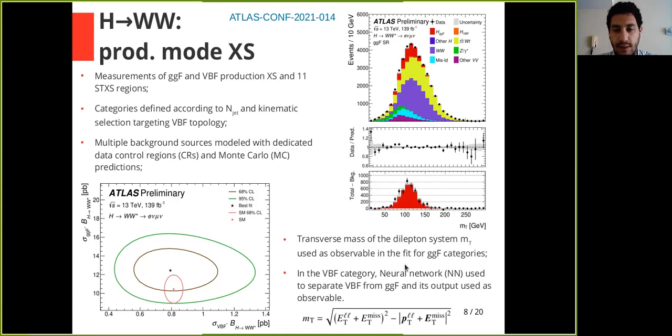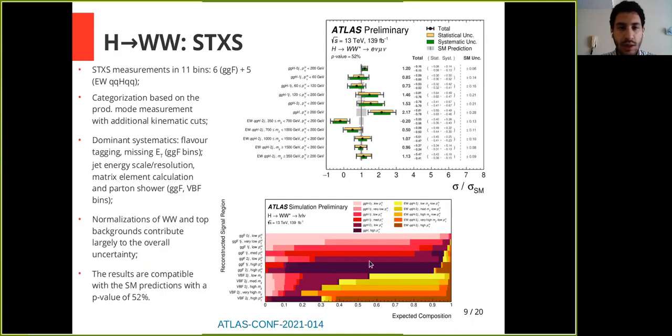In the fit, the observable is the transverse mass of the dilepton system, mT, which is defined by this formula here, for the GGF categories. And for the VBF category, a neural network was used in order to separate the two production modes, and its output was used as an observable. Here we measured 11 STXS bins, 6 GGF-like and 5 VBF-like.